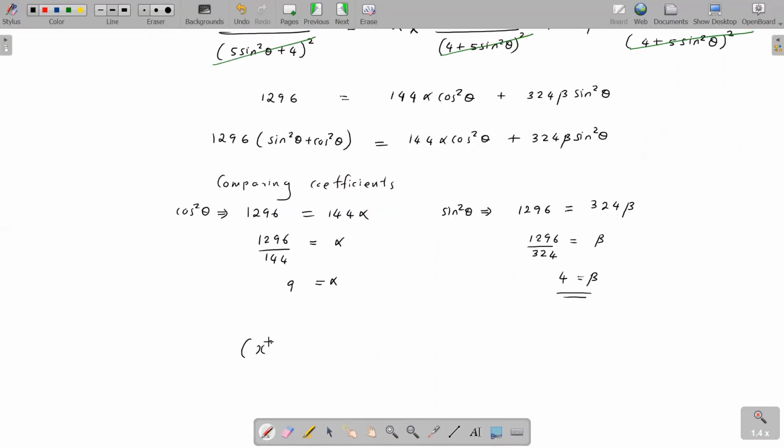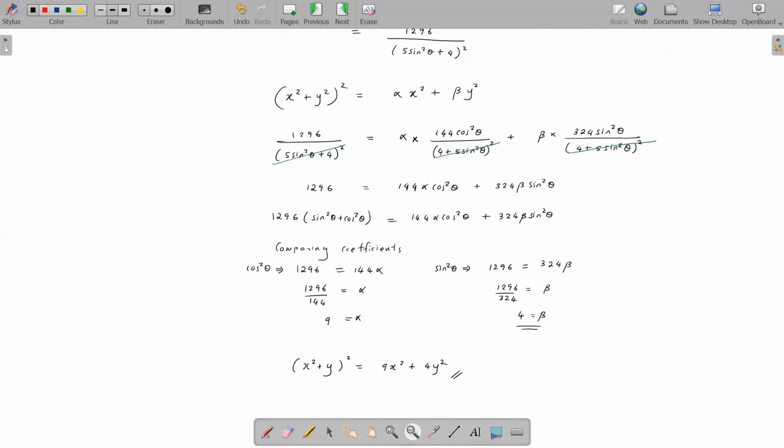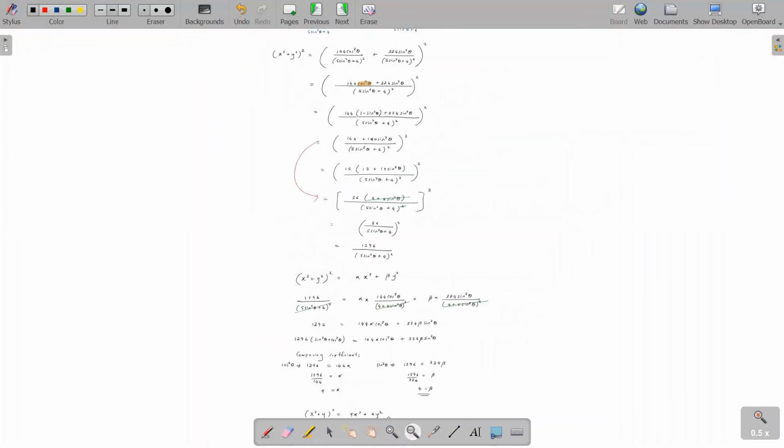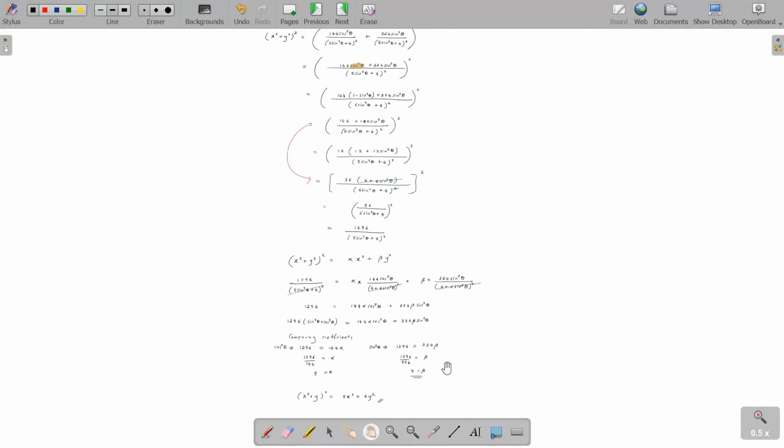So write the answer. x square plus y square whole square equals 9x square plus 4y square, because it's alpha x square plus beta y square. So they want to see that expression. Okay, they want to see this expression. So make sure you substitute the alpha beta values into this expression and write the answer. Okay, is this clear? Okay, so this is the end of the January 2022 F3 paper.